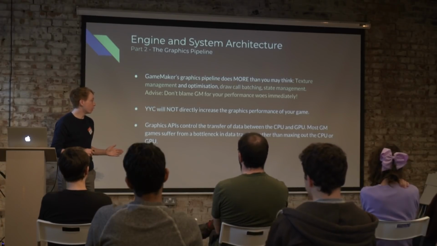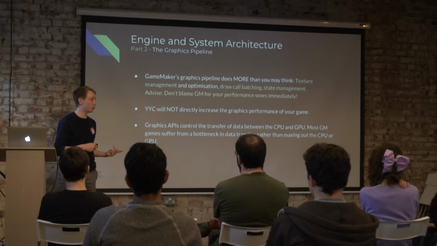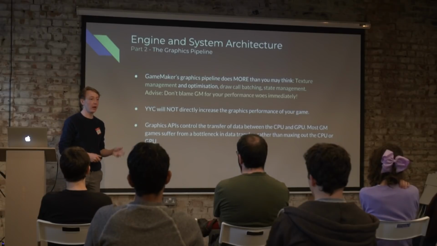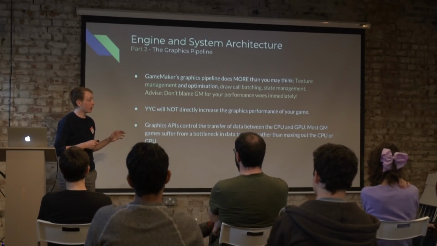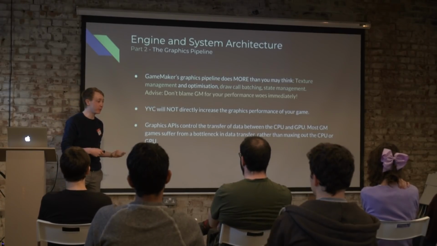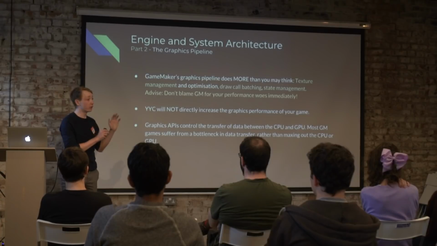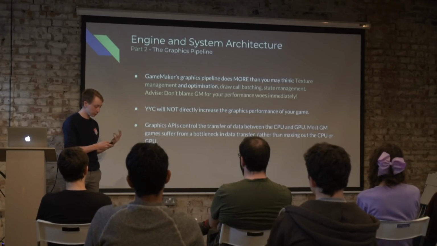Most games in GameMaker are rarely using their full CPU usage, and they're rarely using the full GPU, but they run slowly nonetheless. And that's because the bridge in communication between the two is slow. Well, it's fast, but it's not as fast as the CPU or the GPU in their own right. And so it's this communication bottleneck which is causing most problems.